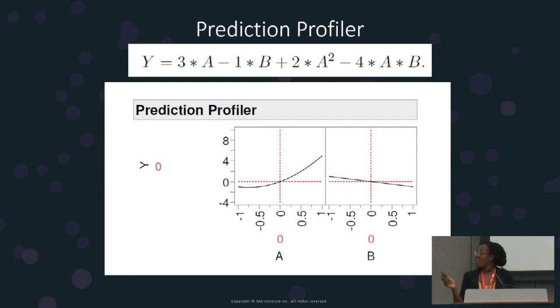So here is what the prediction profiler looks like in JMP. Here we have one response and two factors, A and B. The user can move the crosshairs to the left or to the right to change the factor values and see how the response changes accordingly. The function governing the response is shown above.